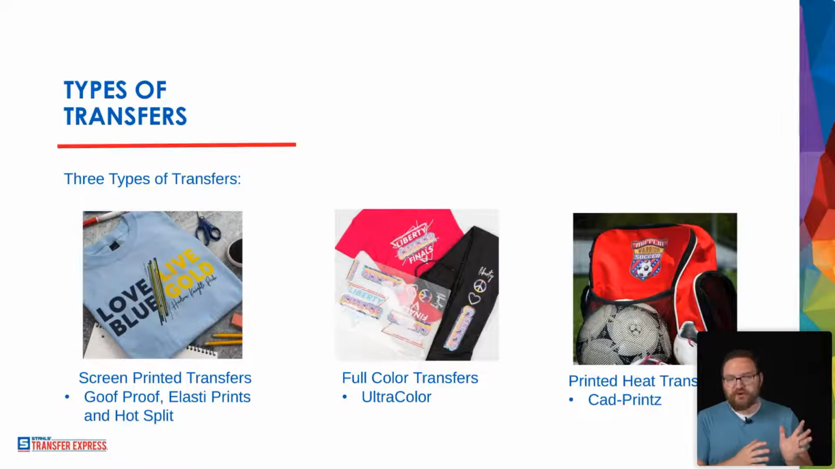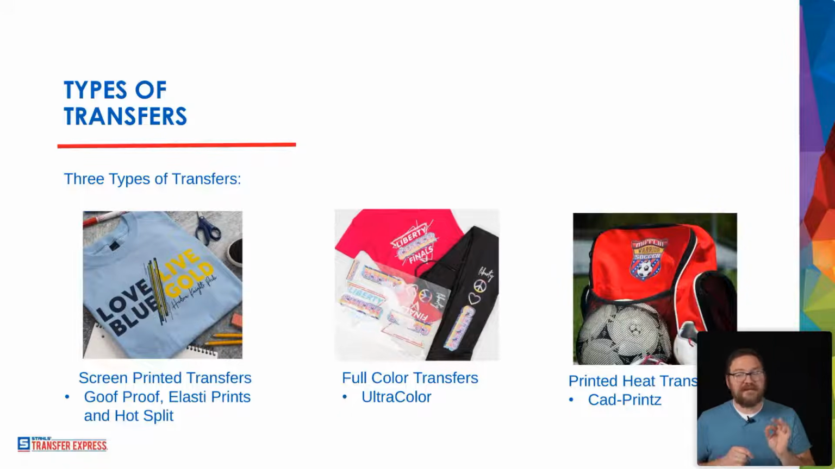So screen printed transfers are for spot color artwork. Like you see here, there is just 2 colors. There are no photographic elements. There's really no gradients or any photorealistic detail, just because ink has to be pushed through a screen, like screen printing. I'll get into a little bit more here, but that is the difference there. The main 3 in our screen printed category are Goof Proof, Elastoprince, and Hot Split.